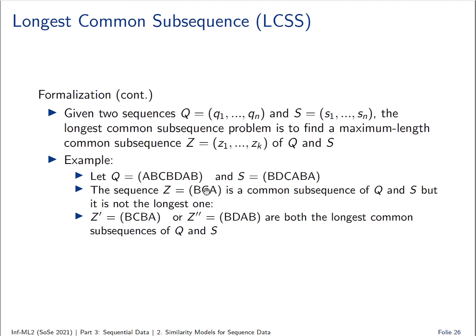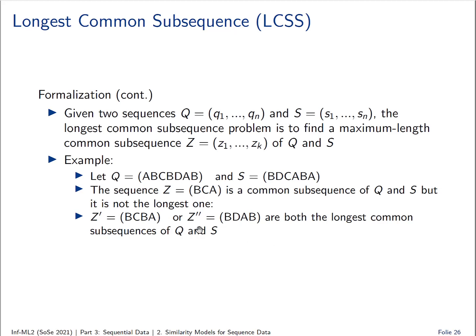But if we take a closer look at that, it is not the longest one, because we have, for example, BCBA here and BCBA here. So this is a subsequence also for those two sequences Q and S, which is longer than this one here. So this length here is 4, and this length is 3. Obviously, there's another one which has a length of 4, BDAB. So yeah, there are longer ones.